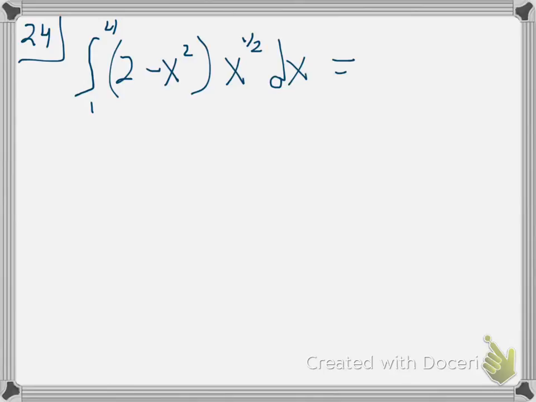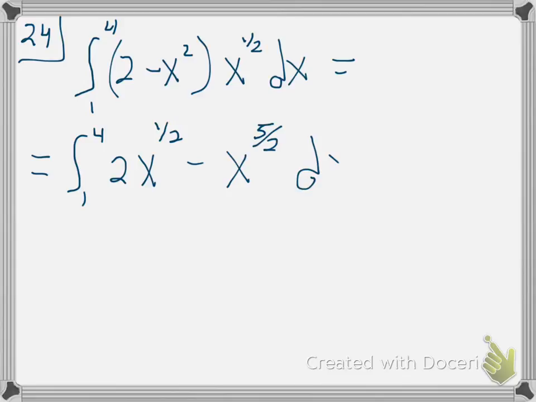24. 24 is a tricky one. And instead of writing the square root of x, I'm going to write x to the 1/2 power dx. And now I'm going to distribute. So I've got 2x to the 1/2 minus x to the 2 plus 1/2, which becomes 2.5, or that I'm going to write as 5/2, dx. Now what we can do is integrate each of these things individually.